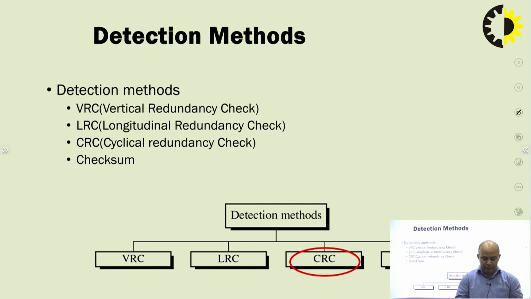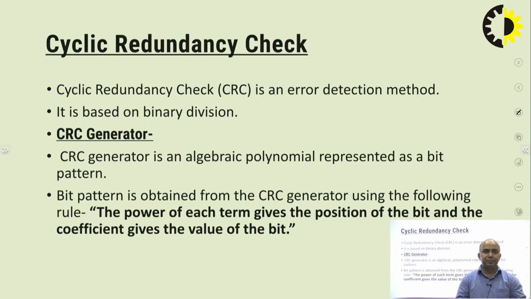So, we will be focusing on the CRC here. This is the method generally used. CRC is an error detection method based on binary division. In this, we use the CRC generator. Either the algebraic polynomial representation of the bit patterns is given to you, or the bit patterns are already given to you.